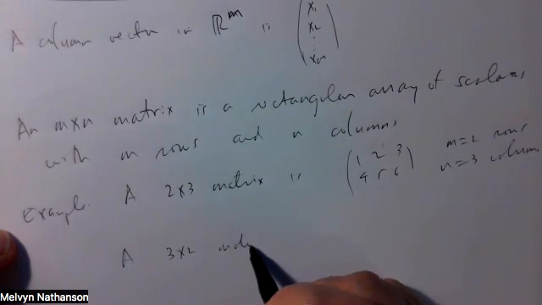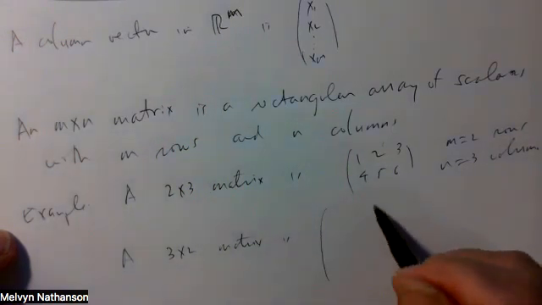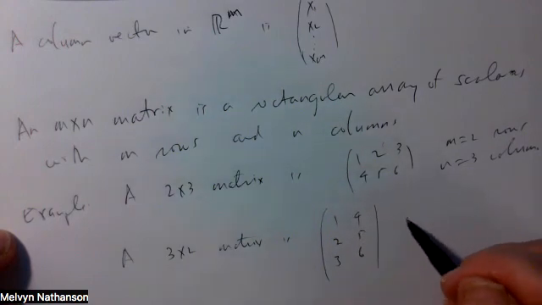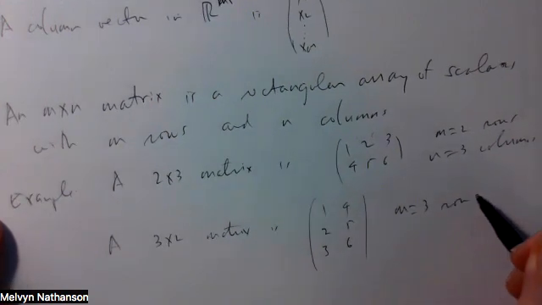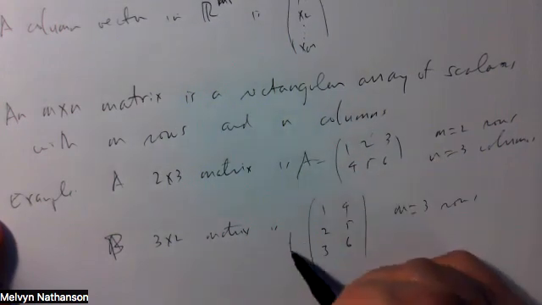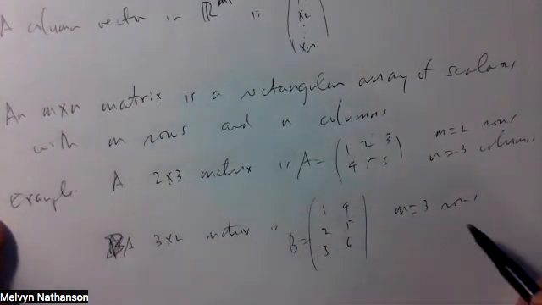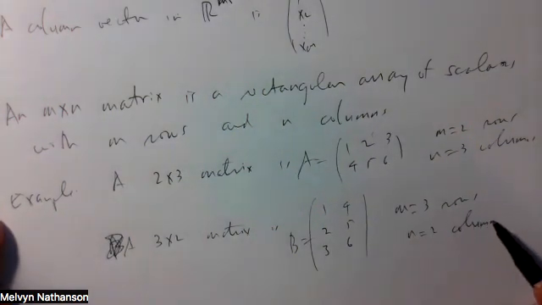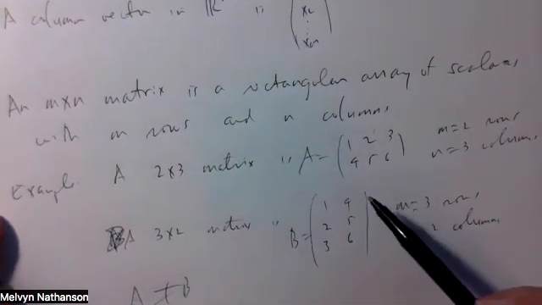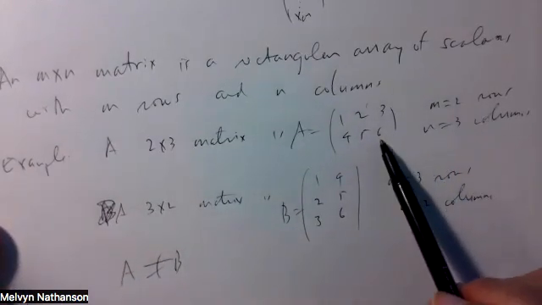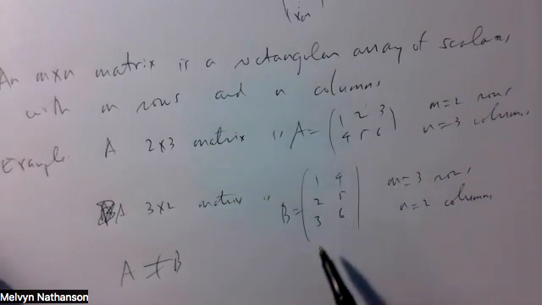A 3 by 2 matrix, an example, is 1, 2, 3, 4, 5, 6. So this has m equal 3 rows. Let me call this B. And n equal to 2 columns, and A is different from B, right? Two matrices are the same if they have the same number of rows and columns and the same number of coordinates of scalars or numbers in each place.